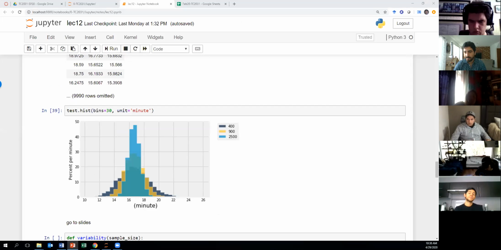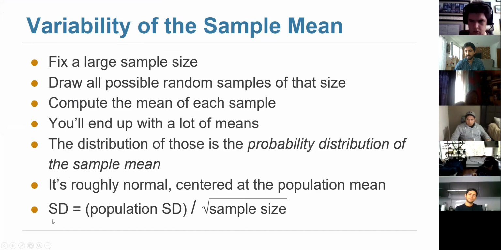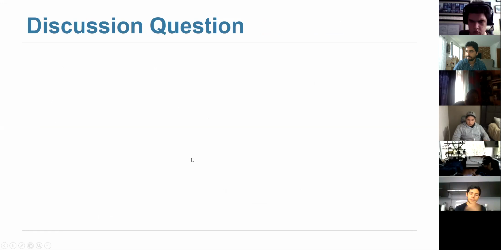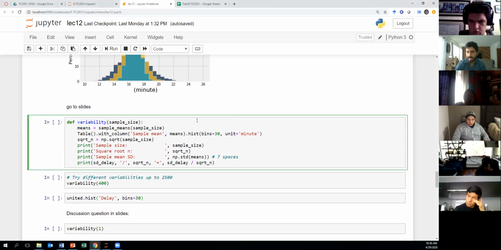So it ended up that there is an equation for that. Basically, the standard deviation of our probability distribution would be the population standard deviation divided by the square root of the sample size. So let's see, is that really happening or not?